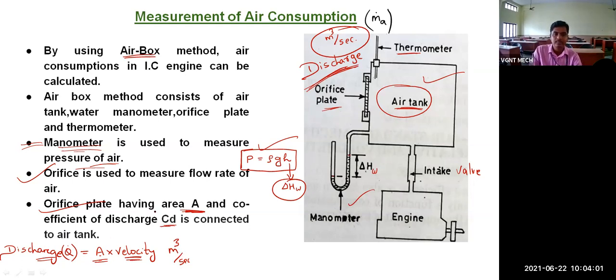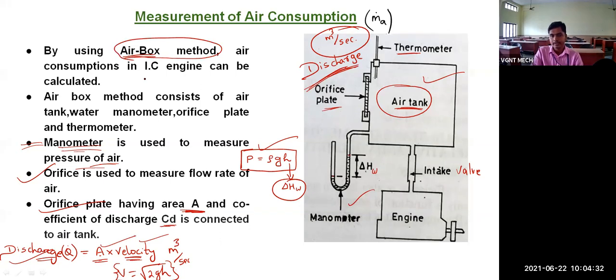The area of the orifice plate we know. Velocity we can measure by using the formula capital V equal to square root of 2gh. All these things tomorrow we will discuss in detail. Why I have taken this formula, tomorrow I will discuss. By multiplying these two things, we can calculate the discharge. So this is the construction of the air box method.